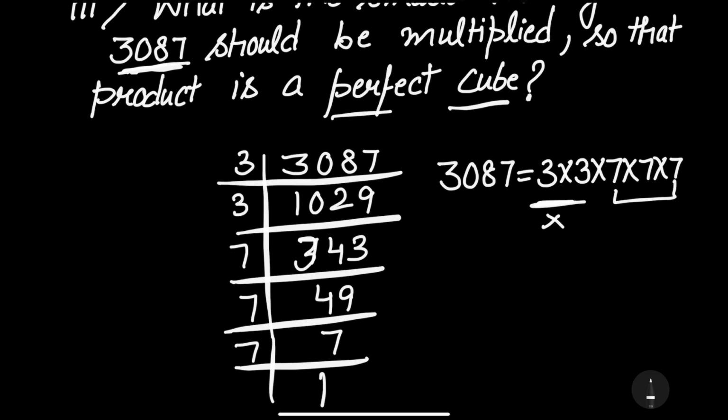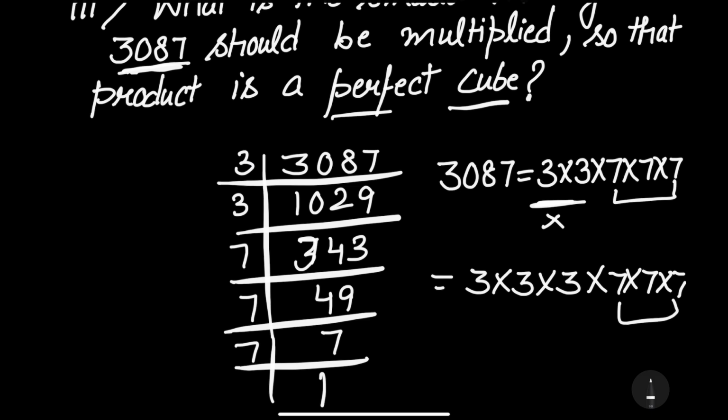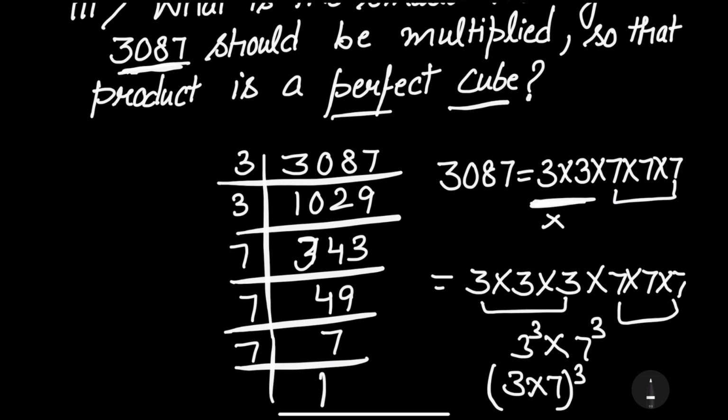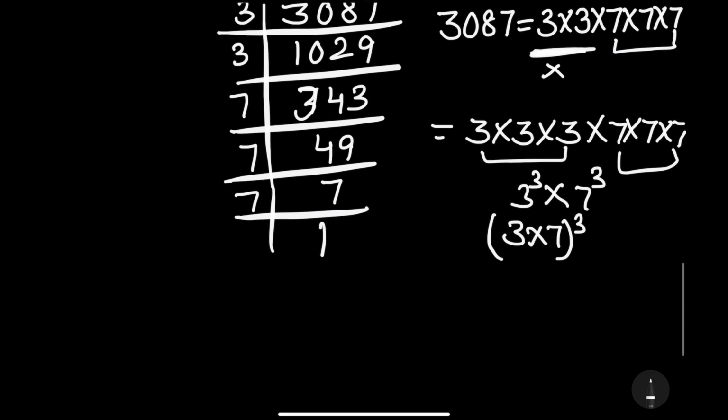I'll show you how. If I write here 3 multiply by 3 multiply by 3 and 7 multiply by 7 multiply by 7. 7 was already in triplet form, so there is no issue with this. Only 3 we have here. How many 3s? 2, but we need it in triplet. If it is in triplet form, so what I will get here? Now it is perfect. I can write it as 3 cube into 7 cube, and simply again 3 into 7 whole cube. So what is 3 times 7? 3 7s are 21 and 21 cube. So 21 cube is nothing but the perfect cube.